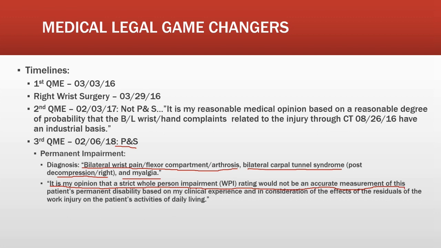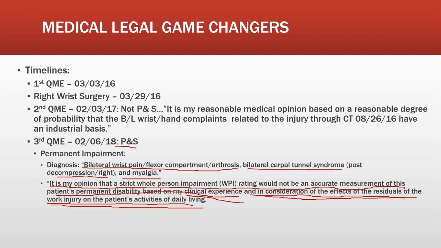accurate measure of this patient's permanent disability, and he bases this on my clinical experience and in consideration of the effects of the residuals of the work injury on the patient's activities of daily living. Now, we don't have reference as to what it is about the doctor's clinical experience that causes him to opine that the strict rating is not accurate. And we don't have references as to what are the examinee's limitations to activities of daily living. All we have are these quotes from the case.